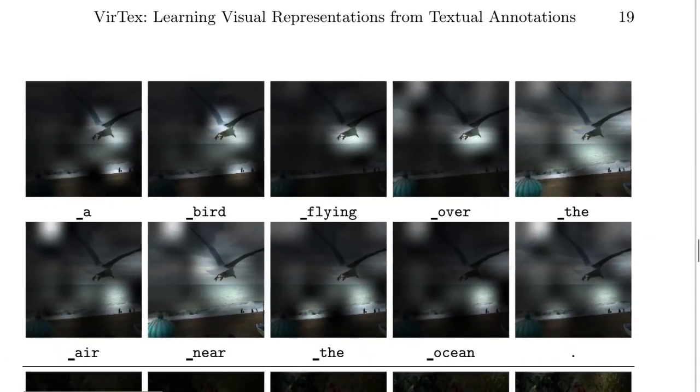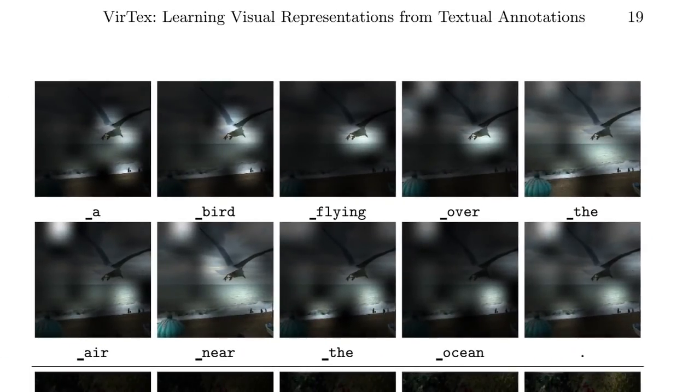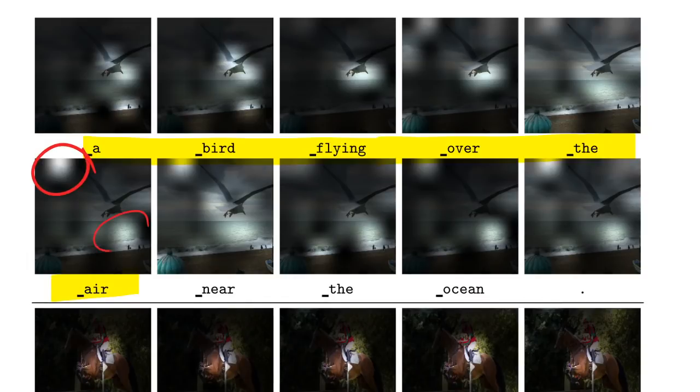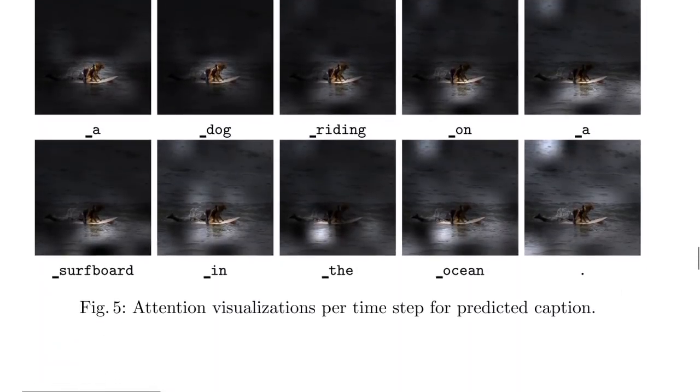Here is a pretty cool result where they visualize the attention of their image captioning model, because they train an image captioning model, and you can really see that the image captioning model learns something meaningful about the image. So when it's a bird flying, the attention is mainly on the bird, as you can see. Then over, the attention widens out over the image. Air, so over the air, the attention is here in the sky and on the ocean. And then it goes near the ocean, and then the attention is on the ocean itself, as you can see. So they have a bunch of these images, and they're pretty cool here.